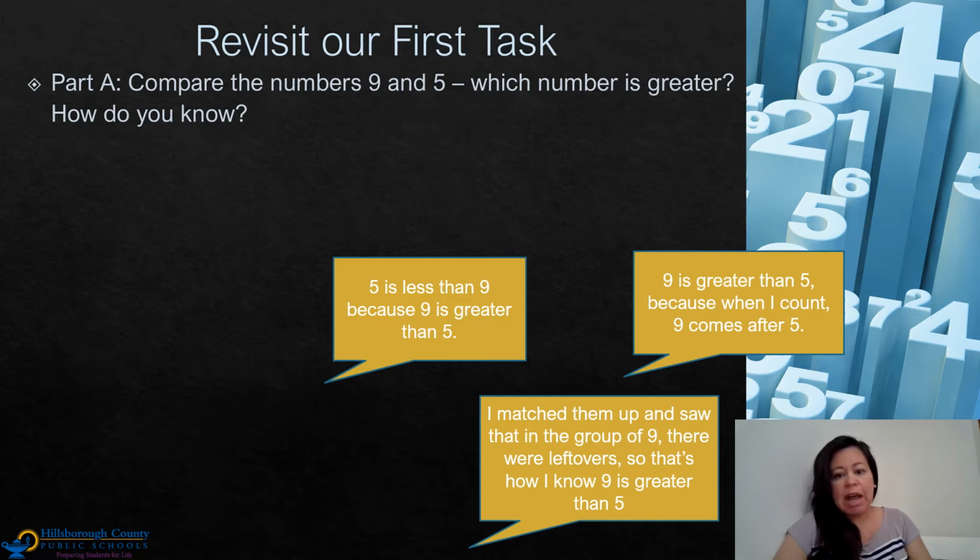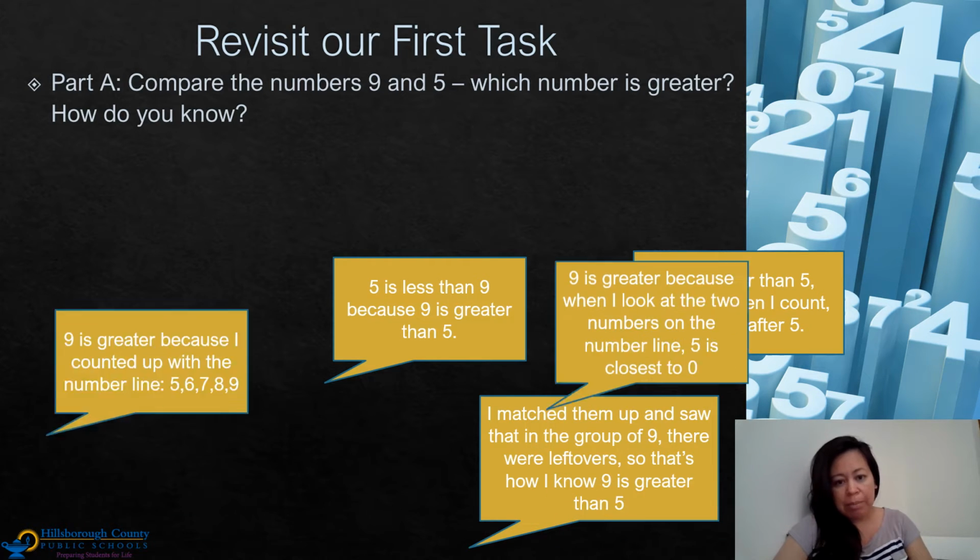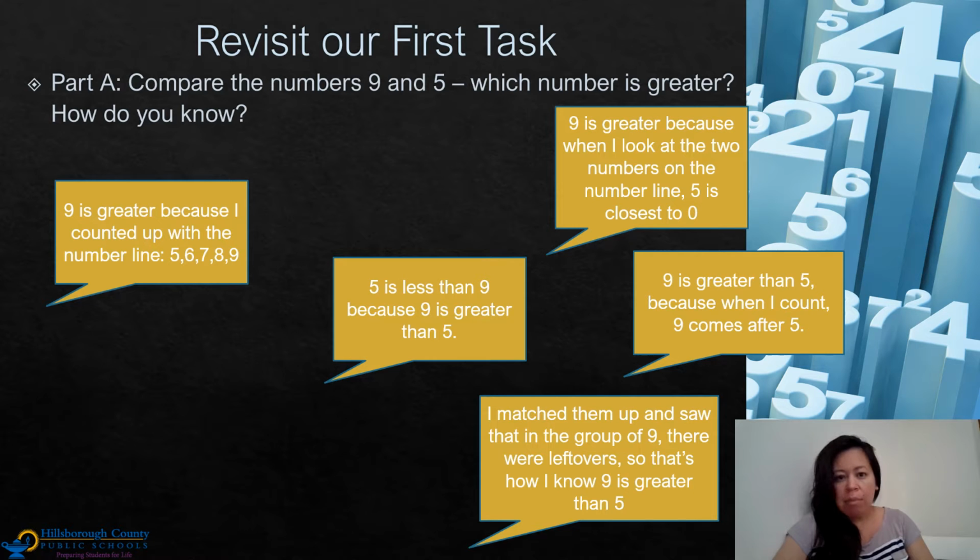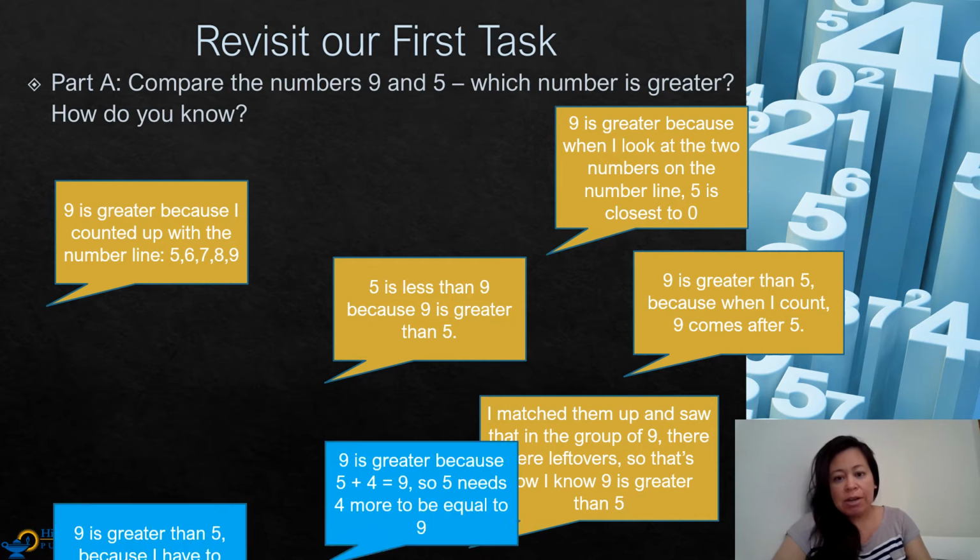This one is interesting. I matched them up and saw that in the group of 9, there were leftovers, so that's how I know 9 is greater. So you can tell here that the students are using that matching strategy, maybe with some tools to compare the two numbers. These next two are a little bit more complicated. So when we look, we see 9 is greater because when I look at the two numbers on the number line, 5 is closest to 0. And then the other one, 9 is greater because I counted up with the number line 5, 6, 7, 8, 9. So with those two responses, those students would have been utilizing the number line to help them determine that 9 is greater than 5.